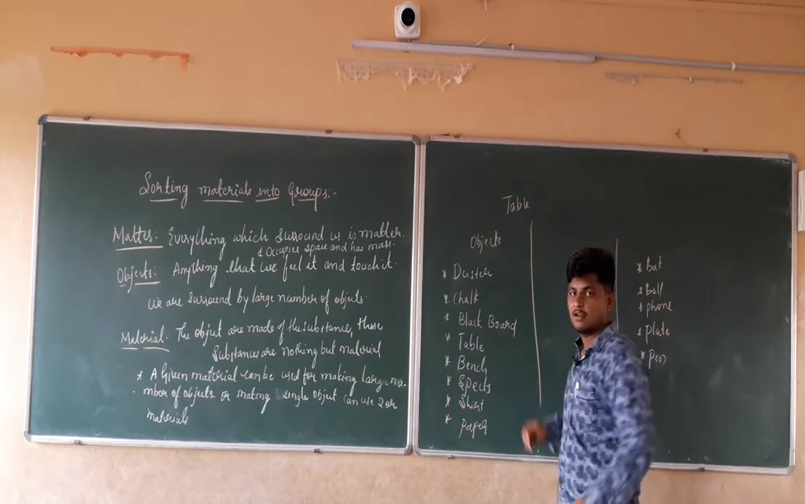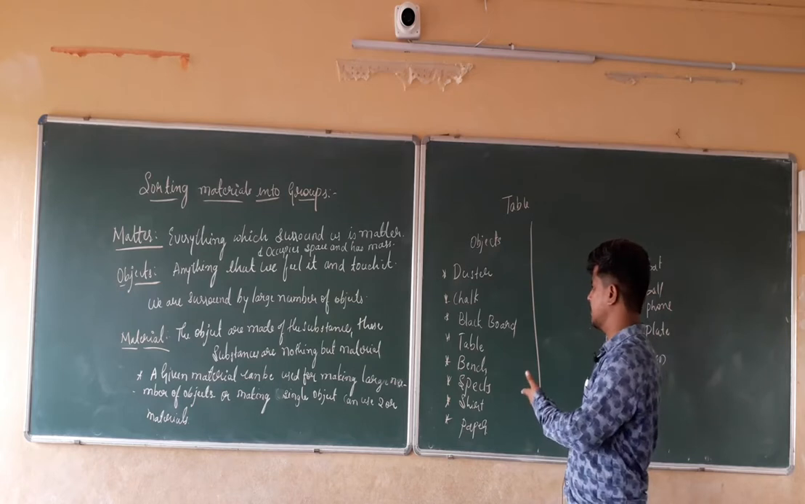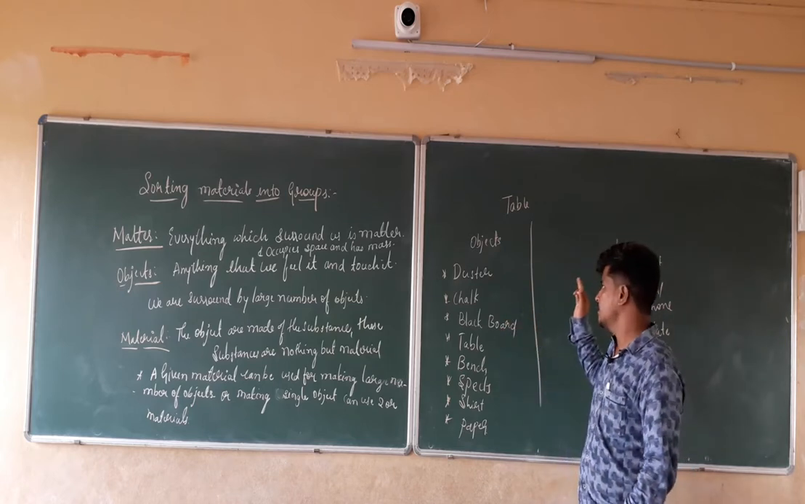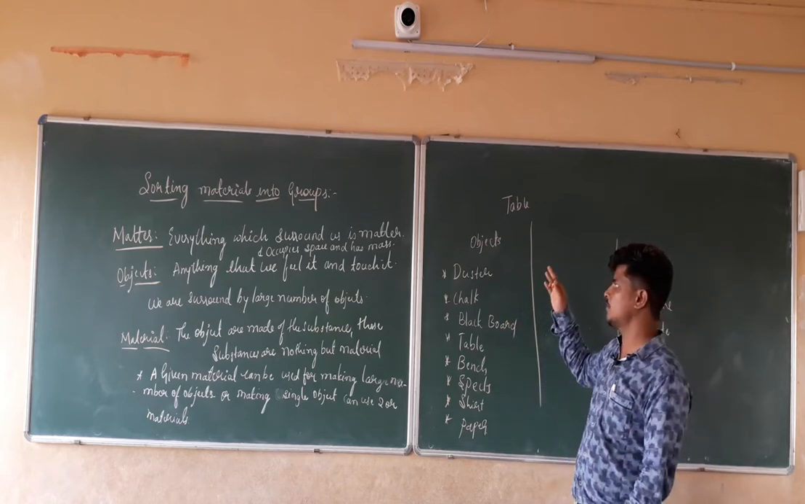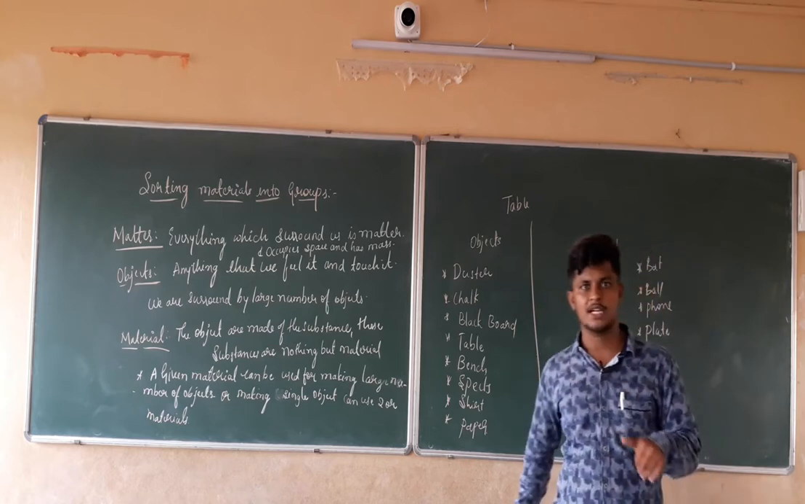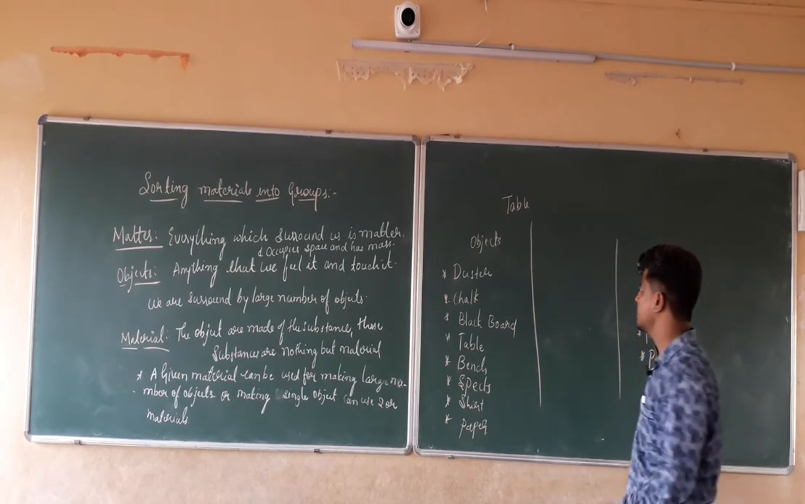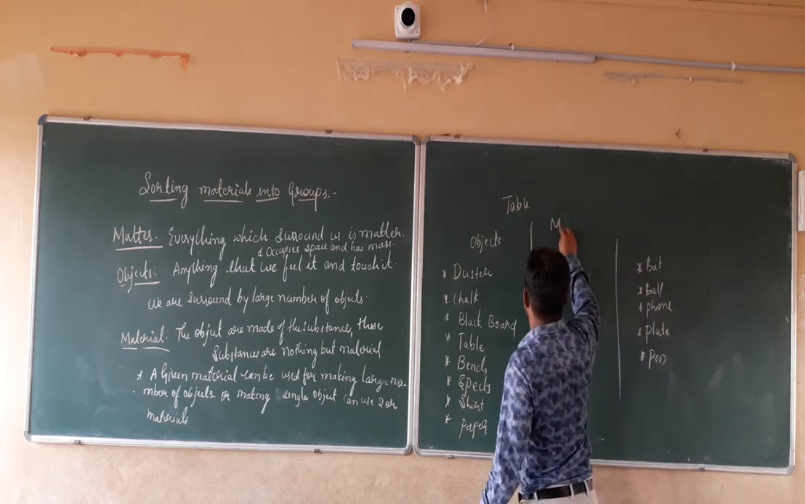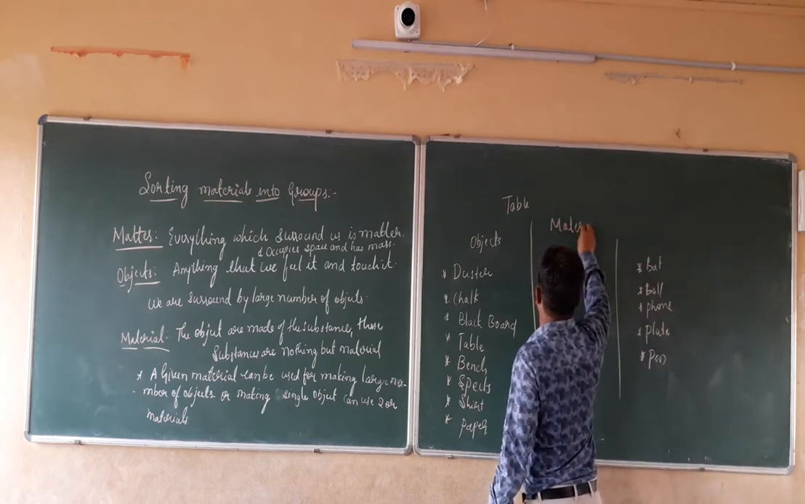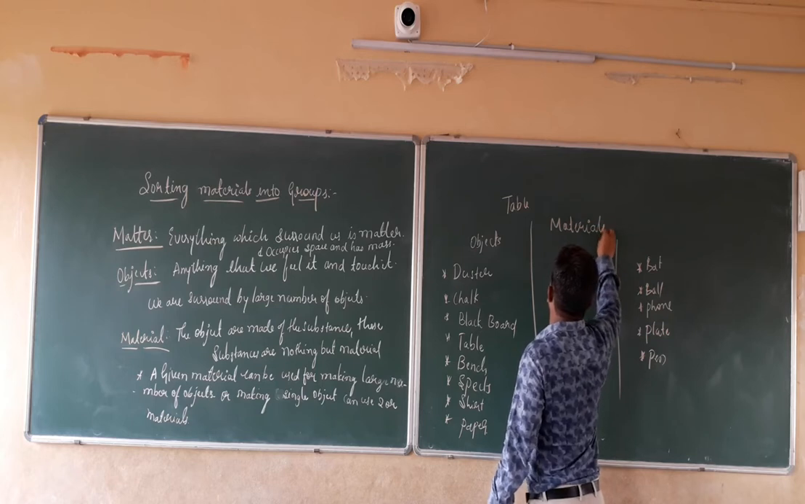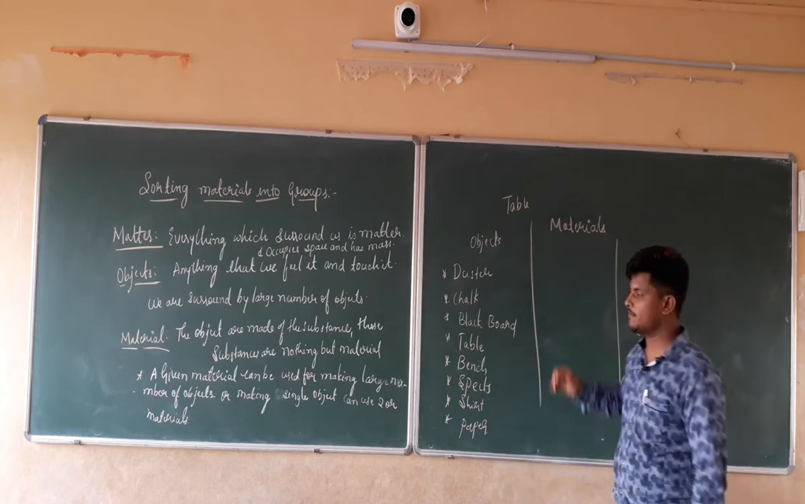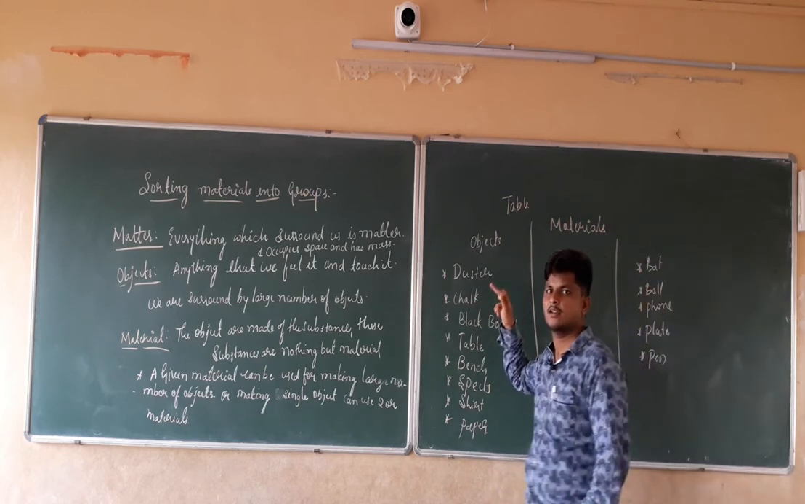Already I told you, keep a blank page. We have to make two columns. In one column, you have to write objects. We have to list all those objects. The second column you have to leave blank, and in that blank we are going to write the materials which are used for the making of these objects.